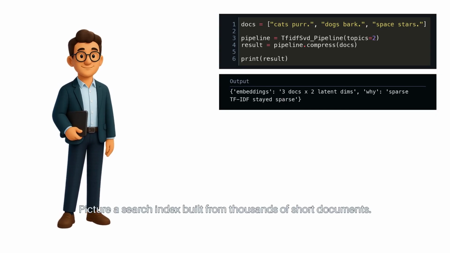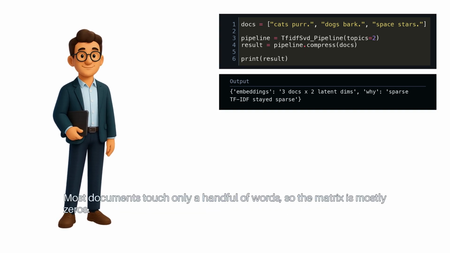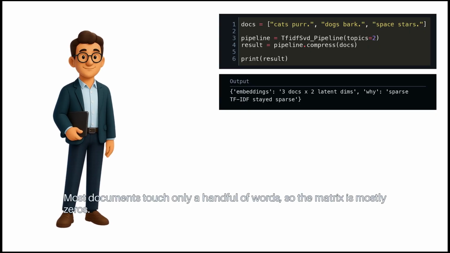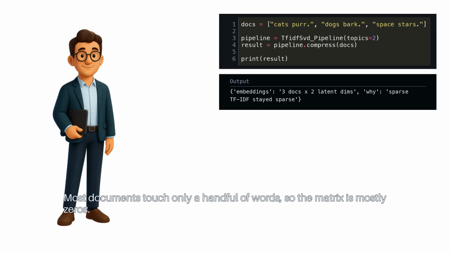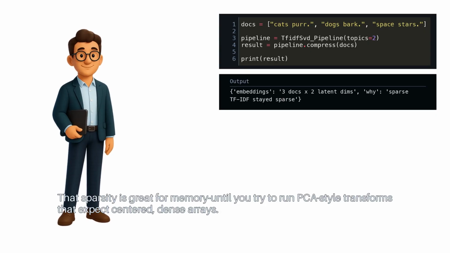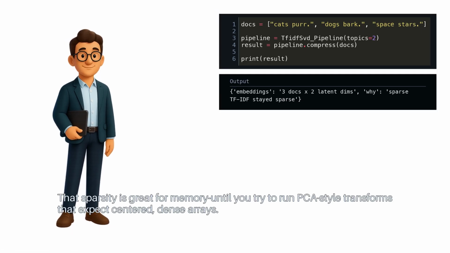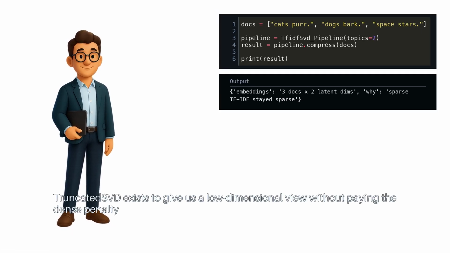Picture a search index built from thousands of short documents. Every distinct word becomes a column. Most documents touch only a handful of words, so the matrix is mostly zeros. That sparsity is great for memory, until you try to run PCA-style transforms that expect centered, dense arrays. Truncated SVD exists to give us a low-dimensional view without paying the dense penalty.